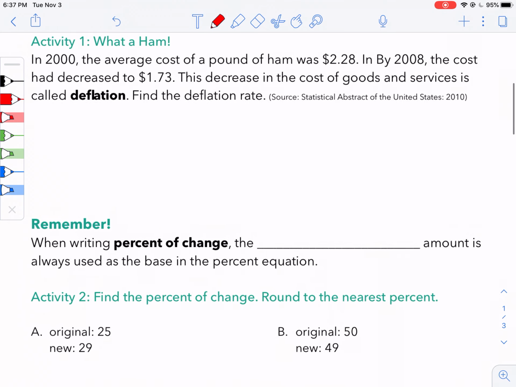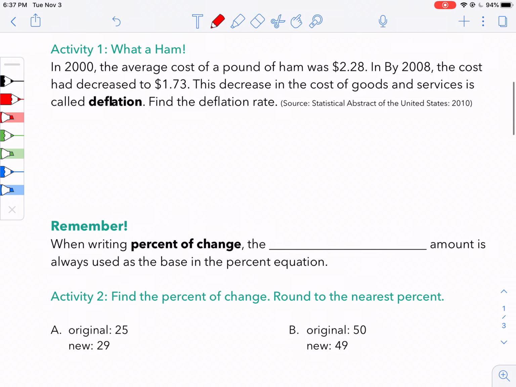Let's start with ham because it's delicious. So in 2000, the average cost of a pound of ham was $2.28. This is per pound, right? This is not for like a whole ham. But in 2008, the cost had decreased to $1.73. So this decrease we call deflation, like a balloon. Find the deflation rate. This is to find a percent.